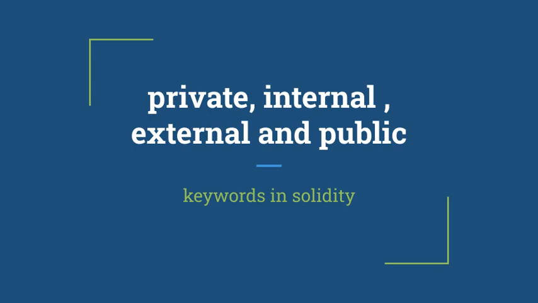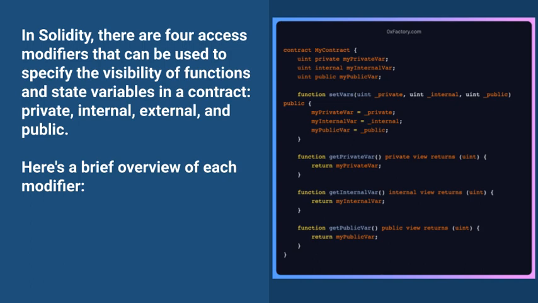Private, internal, external and public keywords in Solidity. In Solidity, there are 4 access modifiers that can be used to specify the visibility of functions and state variables in a contract: private, internal, external, and public. Here's a brief overview of each modifier.